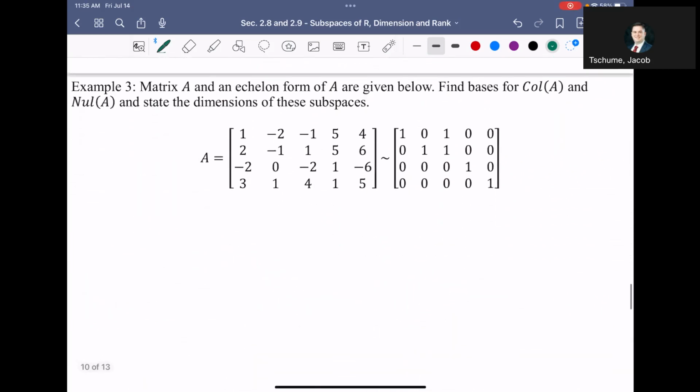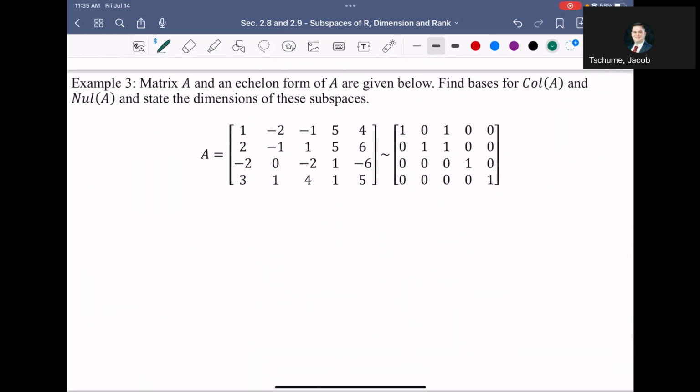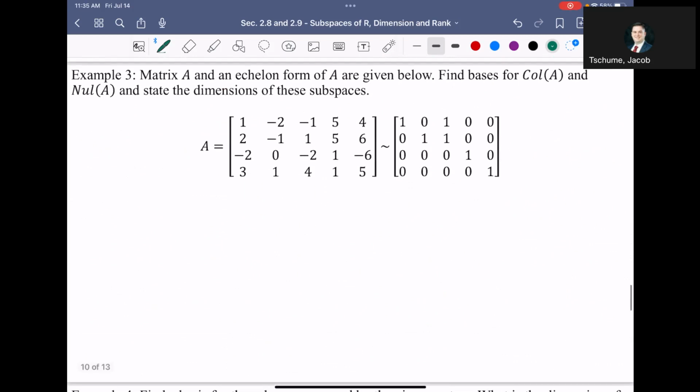All right, so let's do an example of that. Once again, to save us a little bit of effort, I went ahead and did the echelon form for you, and then we will find the extra bit of information. So we have this matrix A, which is a 4 by 5 matrix, and then I have the echelon form right next to it. All right, so actually, I went a little step further. I was a little bit nicer.